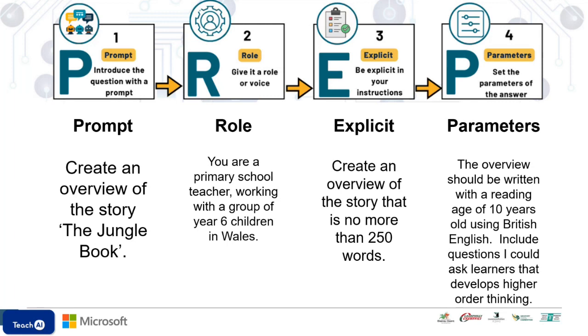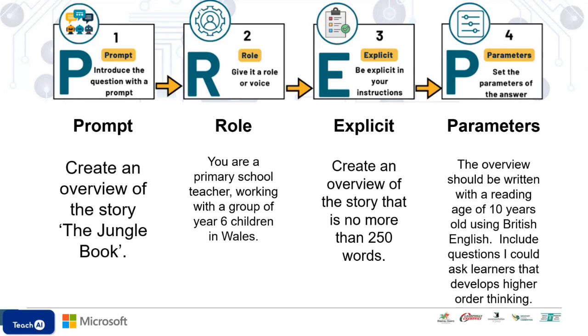Then I'm going to be explicit with my instructions. So I want it to create me an overview of the story that is no more than 250 words. So I don't want reams and reams of overview. I don't want it in bullet points. I want a really concise overview of that story.